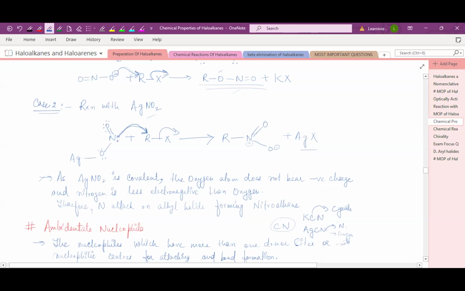Now the nitrogen can only make 3 bonds. Its valence is 3, but there are 4 bonds: 1, 2, 3, 4. So that's why you will write down the positive charge on the nitrogen. So that's the product in these two cases. Clear? Yes, ma'am.